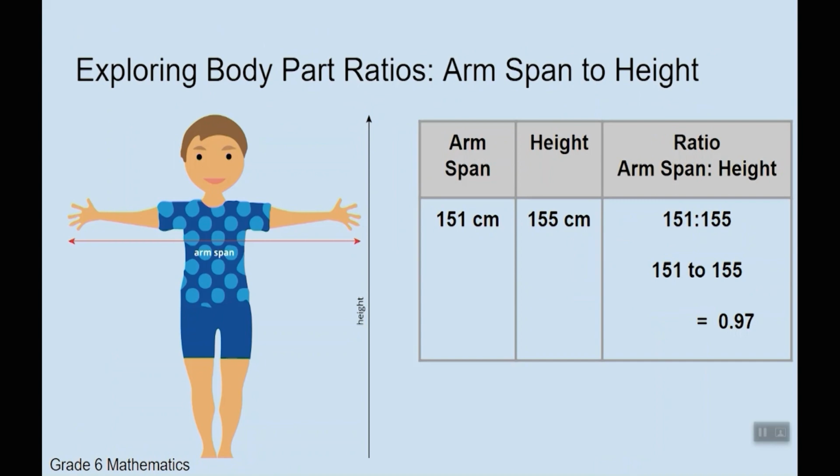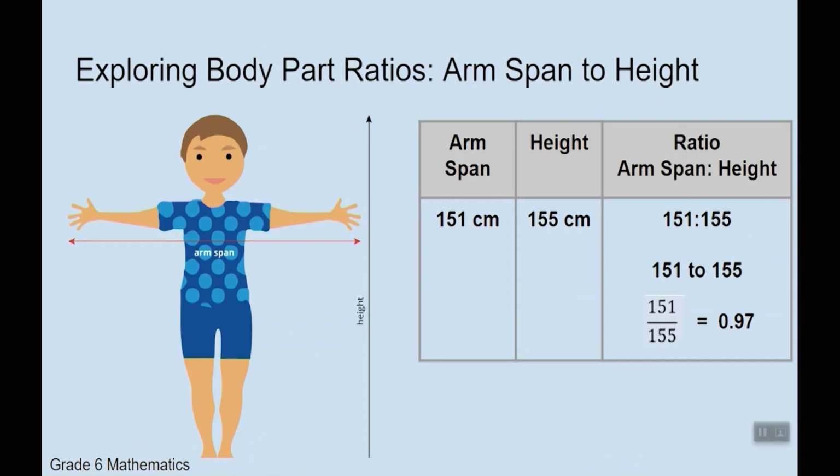Anne noticed that her arm span is almost as long as her height. When she wrote the ratio as a fraction, she noticed that it was almost 155 155ths, which would make it one whole. Anne remembered that the fraction bar is another way to show division, and when she divided her arm span by her height, the quotient was 0.97 or 97 hundredths. That's really close to one whole. Anne wondered if everyone has a similar ratio of arm span to height.